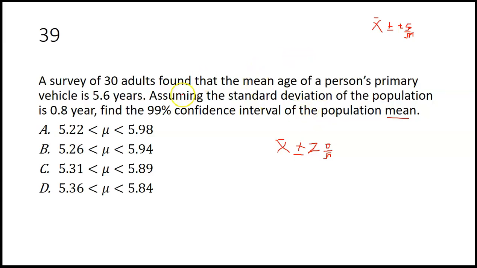So to find that, what was the mean given in the question? They said the mean age of persons is 5.6, so our mean is 5.6. Are you with me? 5.6 plus or minus. What is our z? Now, you can memorize it for exam's sake, but you should know how to find it. Whenever you have 90% confidence, the z score is always 1.645 or 1.65, okay.